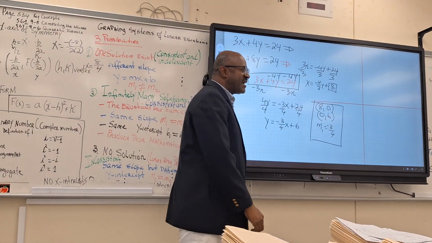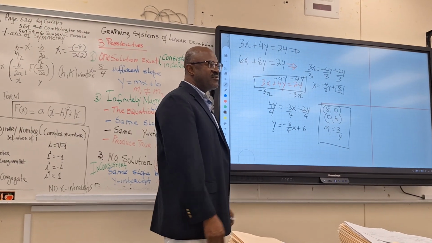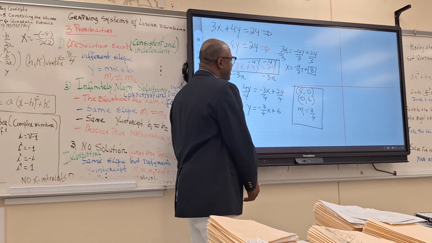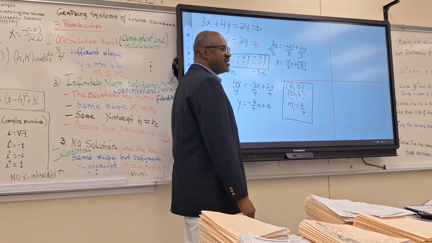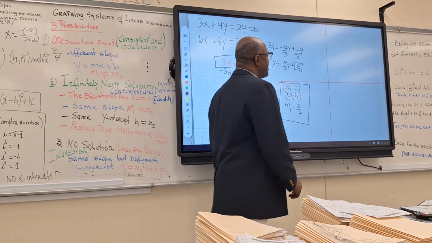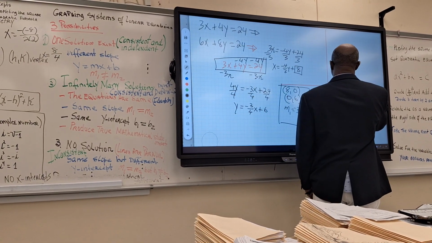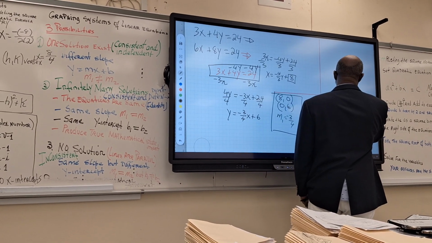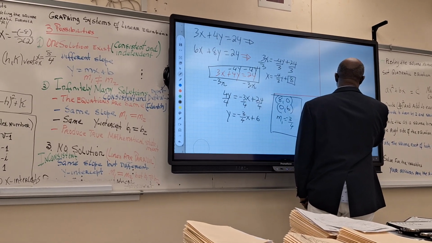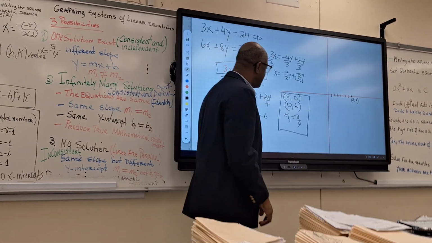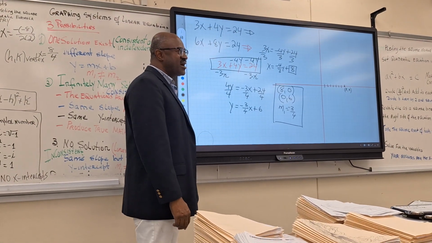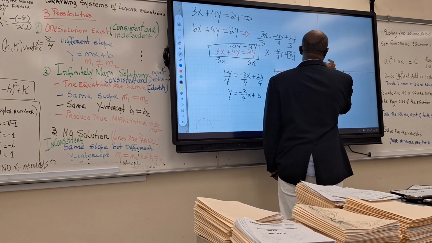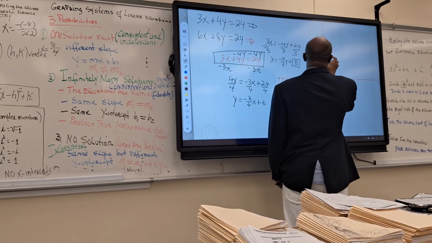Those are the things that I'm looking for. Then I can go and put this on the graph, right? How will I graph that? 8, 0, where will that be located? I go to the right 8 units. 1, 2, 3, 4, 5, 6, 7, 8. Then that will be 8, 0. The other one is what? 0, 6. Where is that located? Go up 6 units. 1, 2, 3, 4, 5, 6.